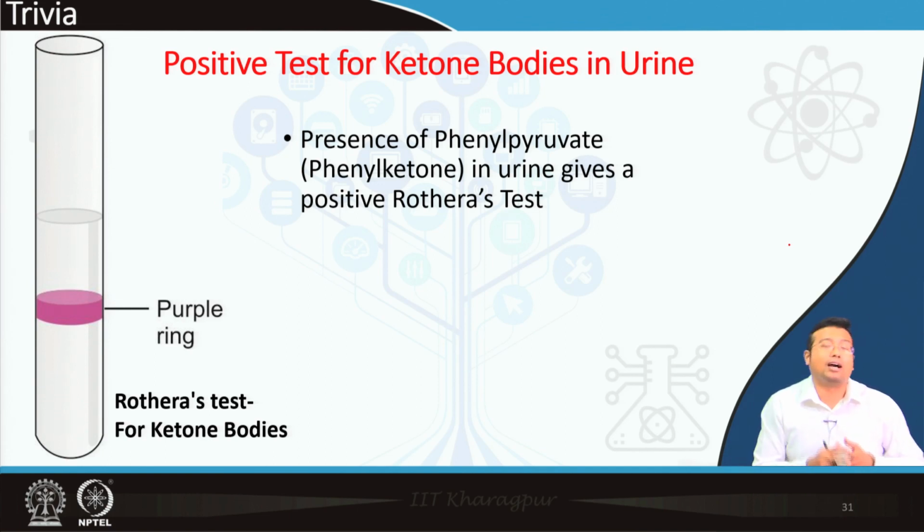It is a very important trivia. Remember, when you are dealing with practical exams, generally we have discussed that ketone bodies are present during prolonged starvation and diabetes mellitus. We have all read ketone body metabolism in our lecture series, and we have discussed that Rothera's test is positive in that case. However, Rothera's test is also positive in the presence of this disease phenylketonuria, because phenyl ketone gives a positive Rothera's test.